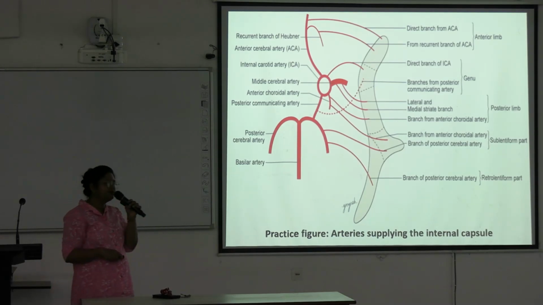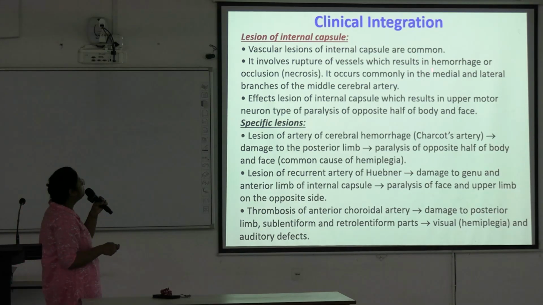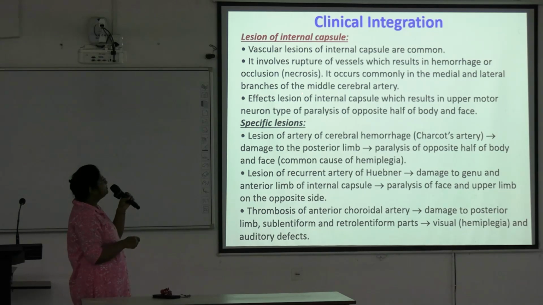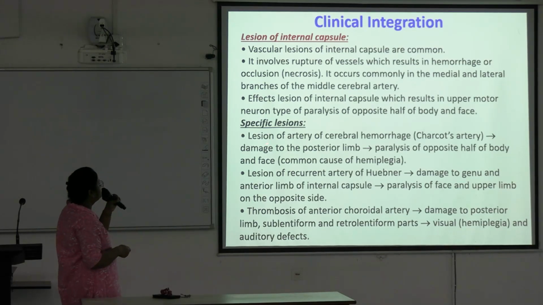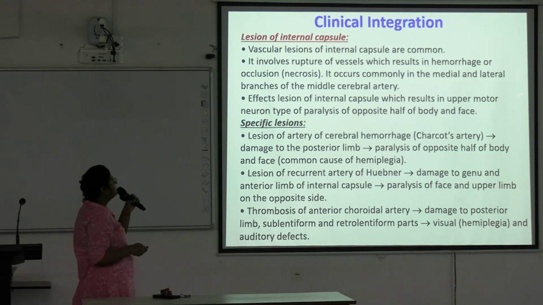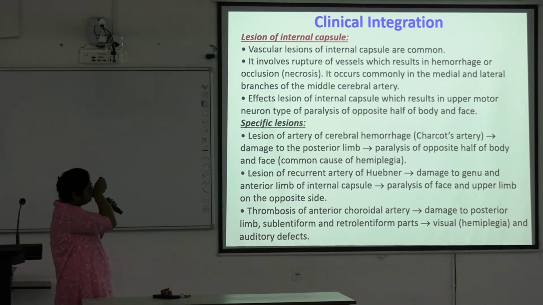Very important. Vascular lesions of internal capsule are common, involving rupture of vessels which results in hemorrhage and occlusion or necrosis of some part, and it occurs commonly in medial and lateral striate branches of middle cerebral artery. These are most commonly involved. The effect of this lesion of internal capsule is upper motor neuron type of paralysis of the opposite half of the body and face.